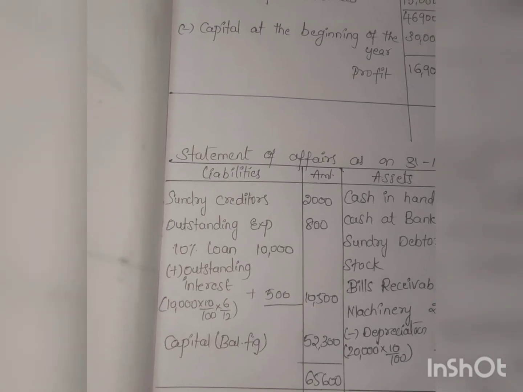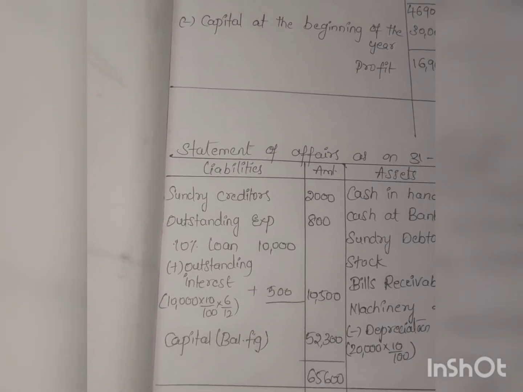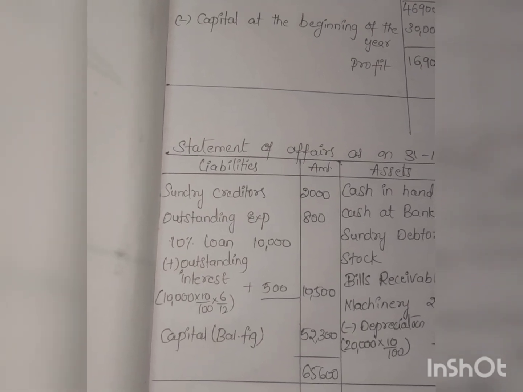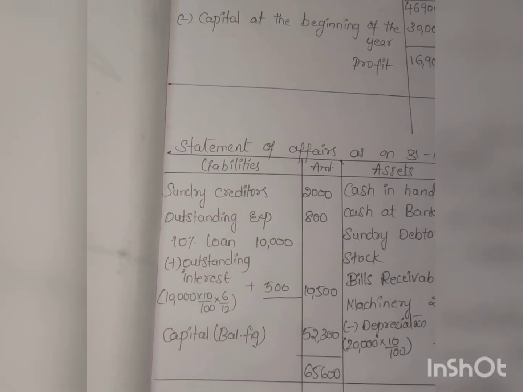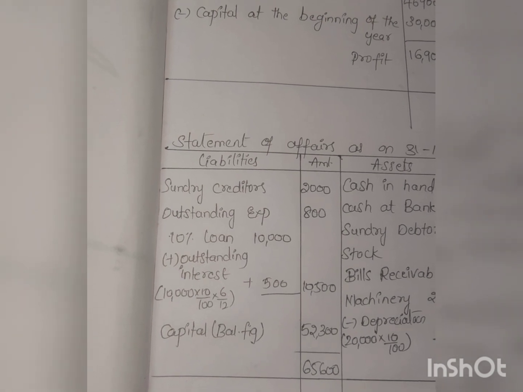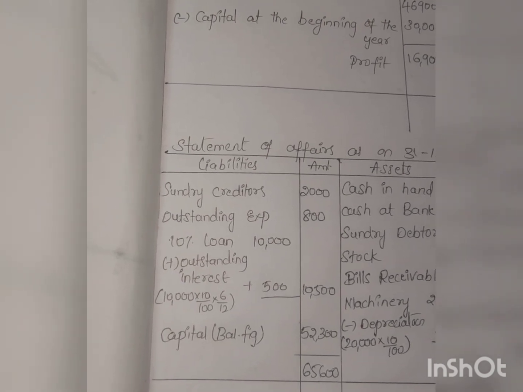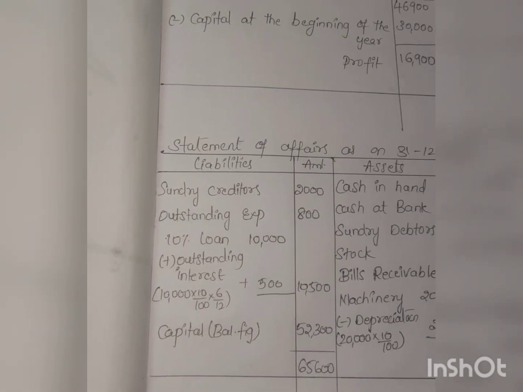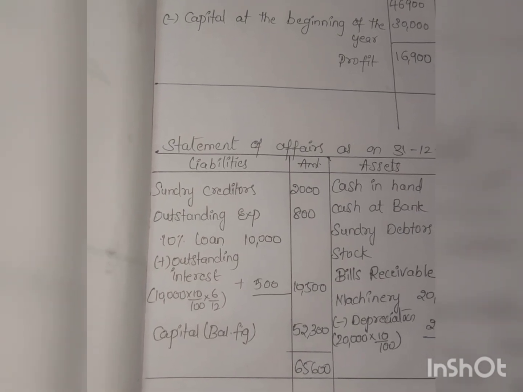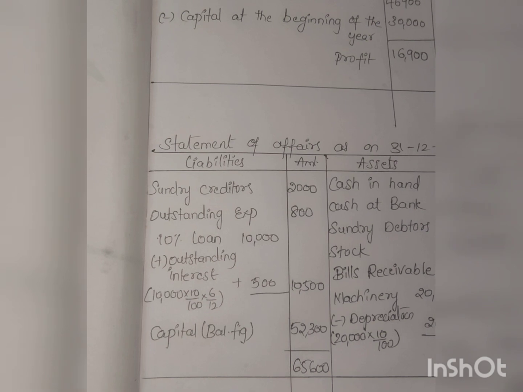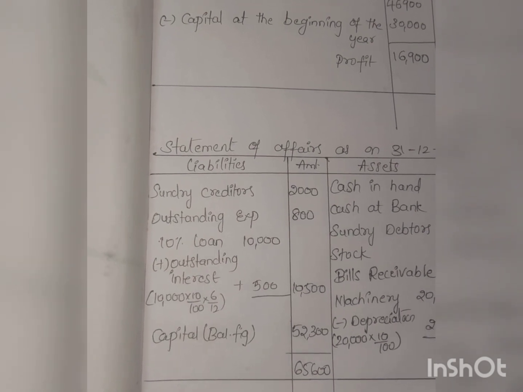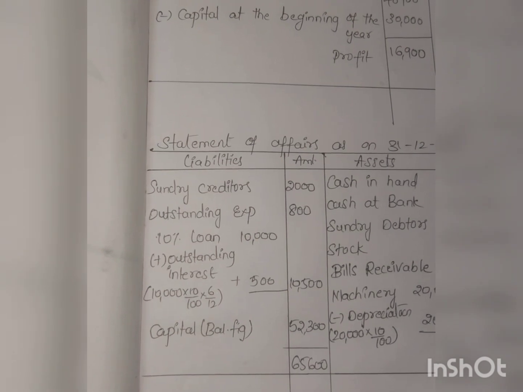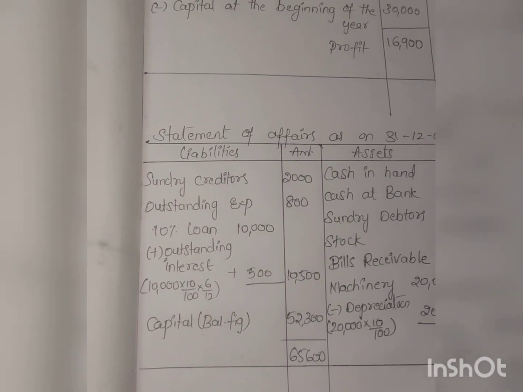He has taken the loan from his wife for which he has to pay the interest. So 10% loan 10,000, add outstanding interest. Total interest he has to pay for the 6 months. He has taken the loan on 30th June, so the interest will be calculated from July. So July to December: July, August, September, October, November, December, 6 months. So he has to pay the interest for the 6 months.